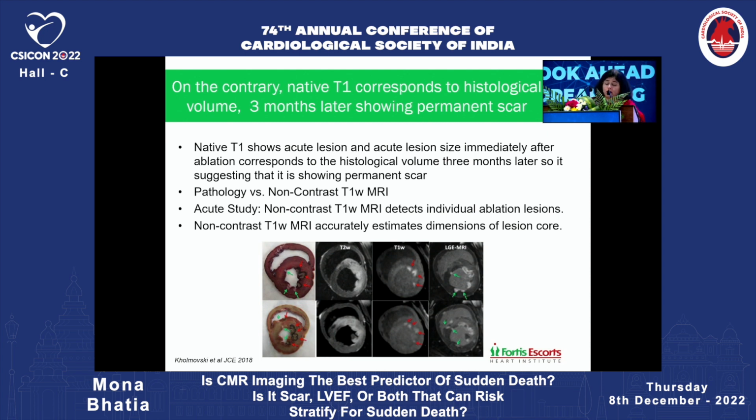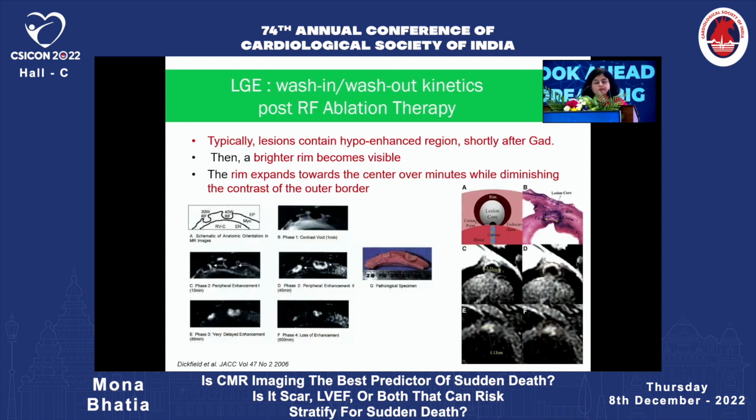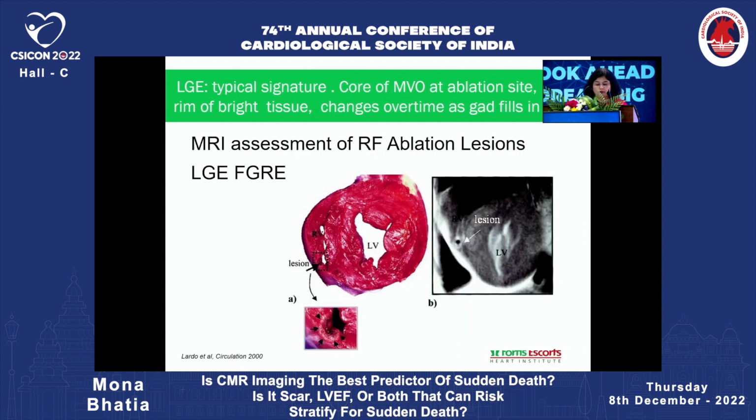On the contrary, native T1 corresponds to histological volume. 3 months later, they show permanent scars. So you want to look at both native T1 and T2, and T2 sometimes does not give you the true picture. The late GAD enhancement also shows you wash-in and wash-out kinetics post-RF ablation, and typically a lesion contains a hypo-enhanced region shortly after gadolinium with a brighter rim. Slowly, the rim expands towards the center over minutes while diminishing the contrast to the outer border. So that's how the late GAD enhancement looks.